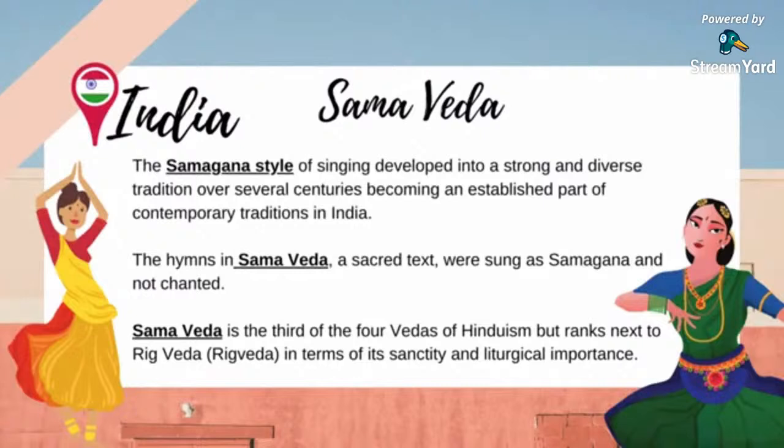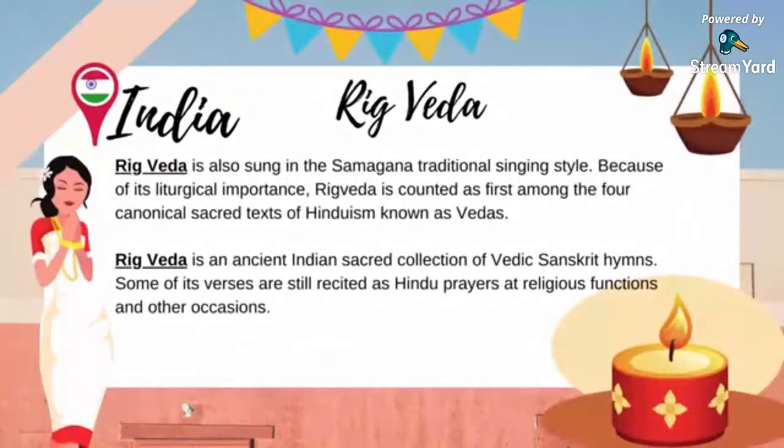The Samagana style of singing developed into a strong and diverse tradition over several centuries, becoming an established part of contemporary traditions in India. The hymns in Samaveda, a sacred text, were sung as Samagana and not chanted. Samaveda is the third of the four Vedas of Hinduism but ranks next to Rigveda, in terms of its sanctity and liturgical importance. Rigveda is also sung in the Samagana traditional singing style.